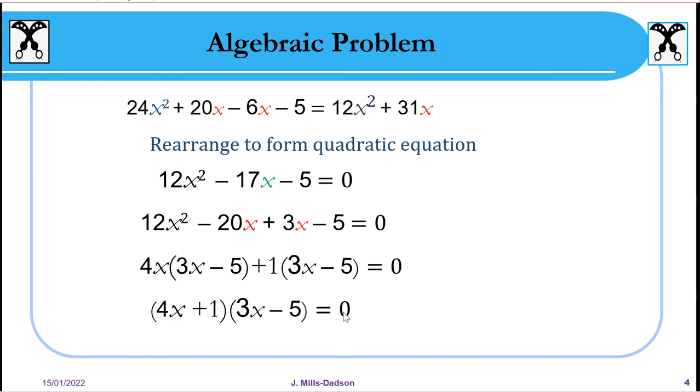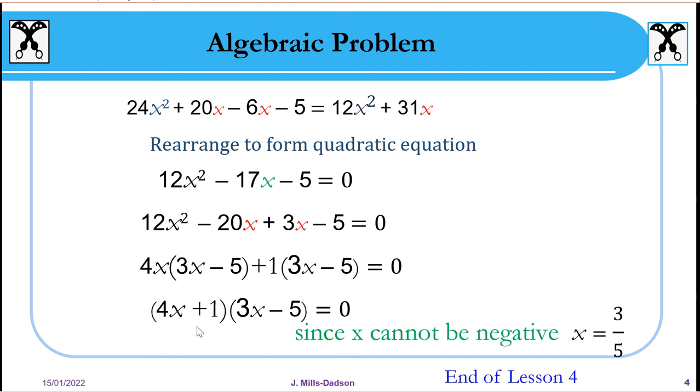Now to solve for the final answer, 4x plus 1 equals 0, 3x minus 5 equals 0. And when I solve, I cannot get a negative answer for x, so I will ignore this. So the answer will be 3x minus 5 equals 0, and x will be 5 over 3. So x is 5 over 3. And that brings us to the end of lesson 5, end of lesson 5 for similar shapes.